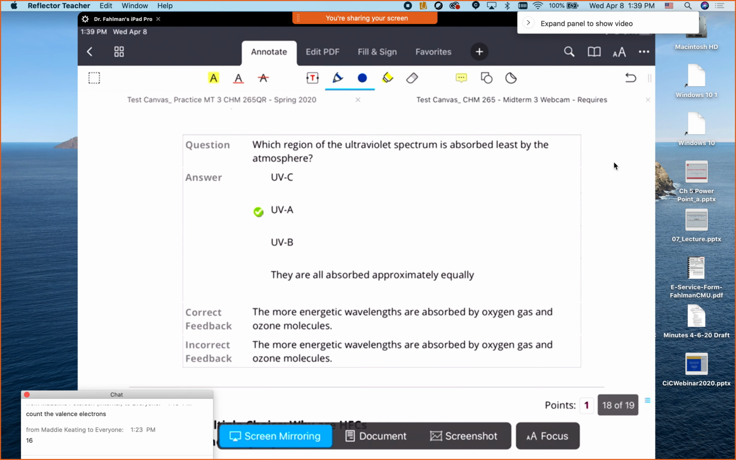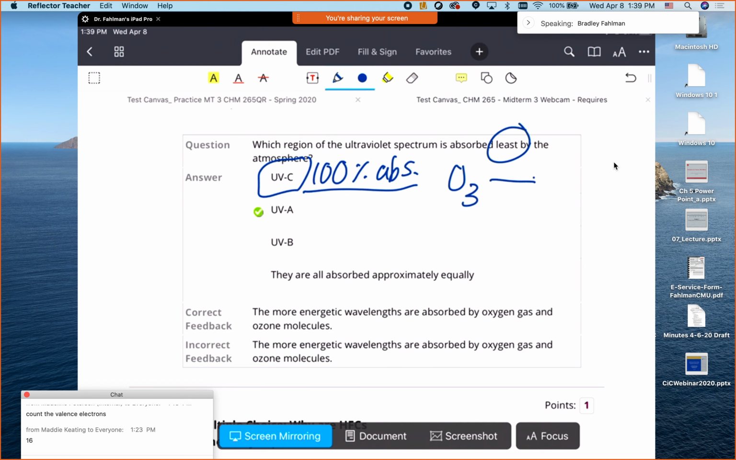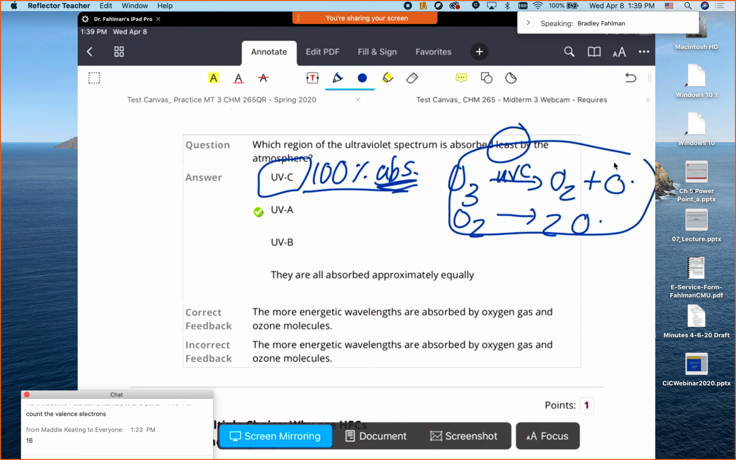Which region of the UV spectrum is absorbed least by the atmosphere? Remember, UVC is the most energetic, and that is really 100% absorbed because it reacts, right? So it's the one responsible for this, and this one. It even will break apart oxygen as well. So because of this, it's 100% absorbed. UVA is the least energetic, so it is the least absorbed.